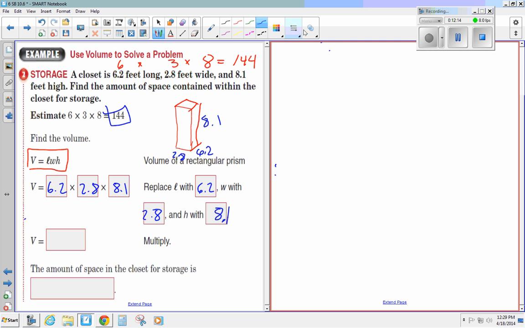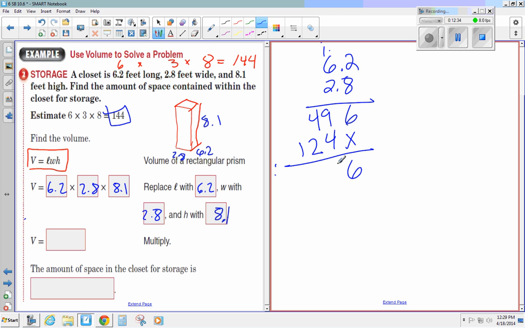So again, length times width times height, 6.2 and 2.8. 8 times 2 is 16. Carry the 1. 8 times 6, 48. Carry the 1. 49. Placeholder. 2 times 2 is 4. 2 times 6 is 12. That's a 6. That's a 13. Carry the 1. 7, 1. 2 decimal places. So now I've got 17.36 times 8.1.